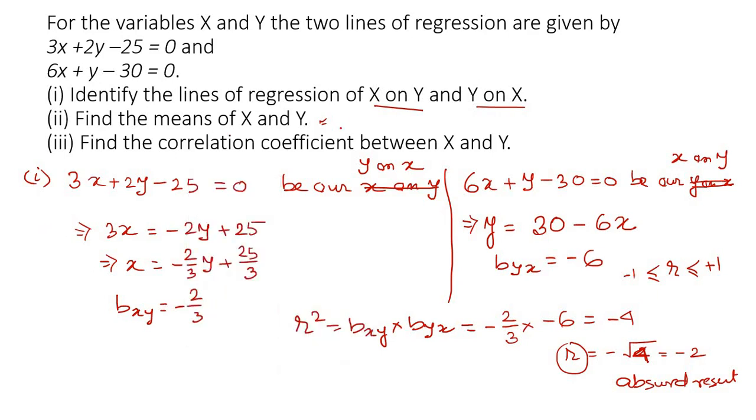Well, so we go to the next slide, and here we have some space, so let us do it. So we have our equations. One of these equations is thrice x plus twice y minus 25 equal to 0, and the other equation is 6x plus y minus 30 equal to 0. So this is the second equation.